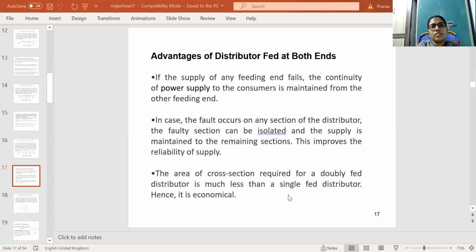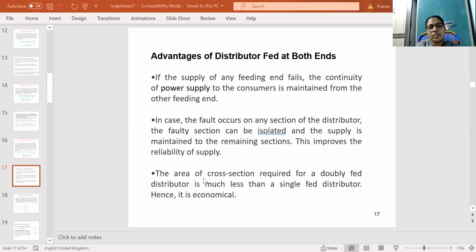The advantages of a distributor fed at both ends. If the supply of any feeding end fails, the continuity of the power supply to the consumers is maintained from the other feeding end. In case a fault occurs on any section of the distributor, the faulty section can be isolated and the supply is maintained to the remaining sections. This improves the reliability of the supply.